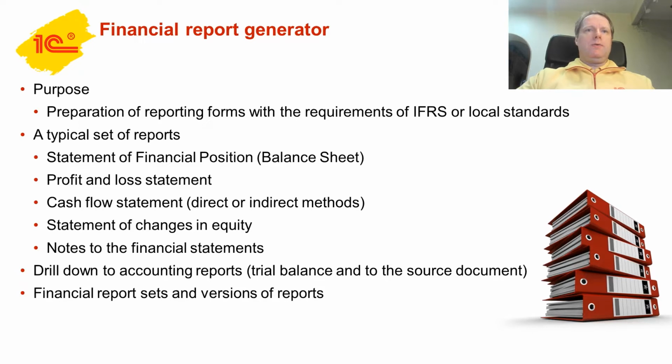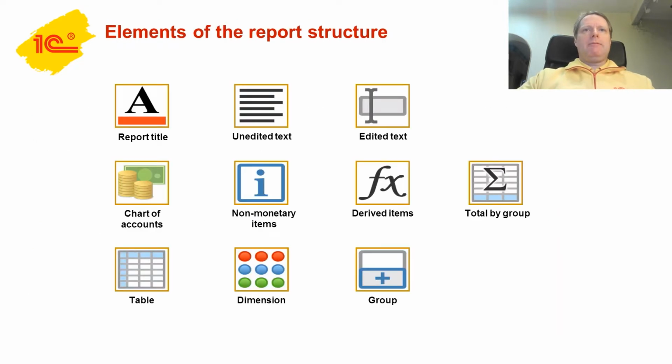This is a really useful feature. The reports can be united into financial report sets. The system supports versions of reports and provides comparison between them. The financial reports have settings of Visual Constructor for the report structure. Here is the list of elements for report structure: title, text, ledger account as an item of structure, tables, groups and their subtotals. Derived item is like a formula. Non-monetary items are for something that has a quantity, like a quantity of employees, for example.